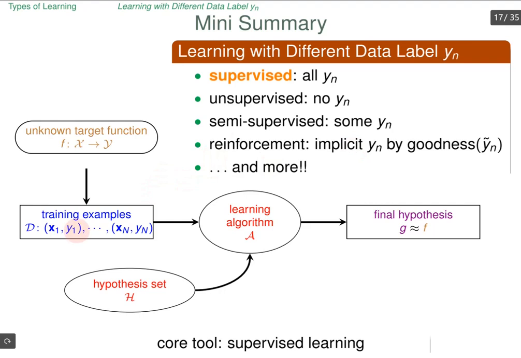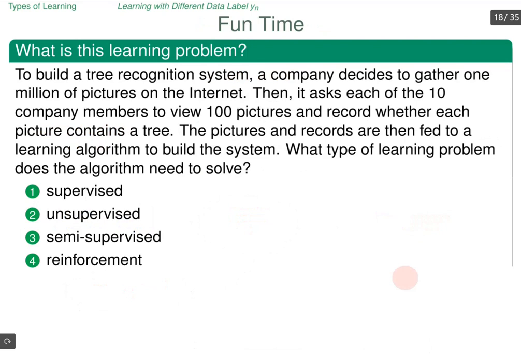So in our flowchart, we have data and three cases: data with y, no labels or no target values, and some target values. Our learning model, the final hypothesis, our goal remains the same. We want to find g that approximates our target function. Let's take a look at this quiz and try to answer what this learning problem is.